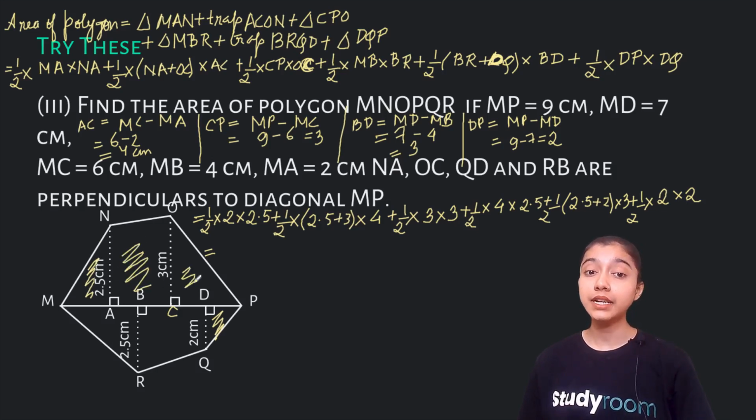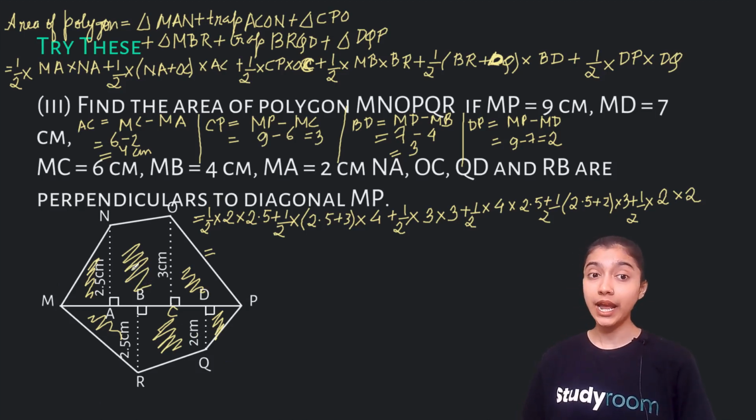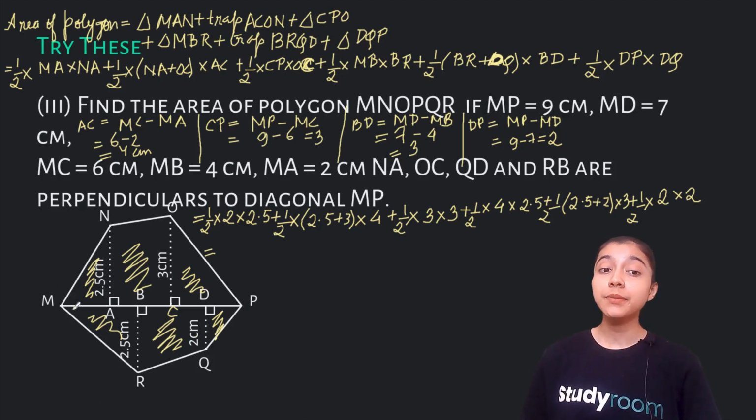There are ultimately 6 figures. We have 4 right angle triangles and 2 trapezium. So if we add up all the areas, we'll end up getting the area of the polygon. So first up, we have the area of this triangle, that is MAN. It will be half into base MA into height NA.